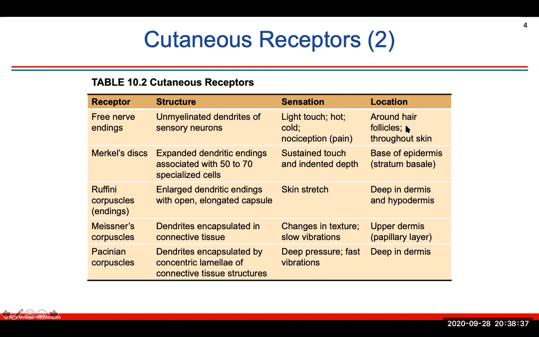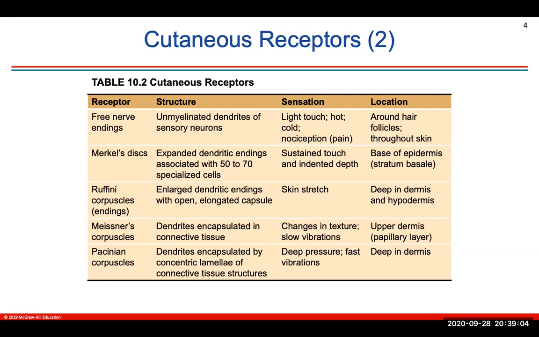Free nerve endings are all around hair follicles. The Merkel's discs are at the base of the epidermis. The Ruffini corpuscles are deep in the dermis and the hypodermis, which is the layer of fat underneath the skin. The Meissner's corpuscles are in the upper dermis, the papillary layer, and the Pacinian corpuscles are deeper in the dermis. And these are the sensations that each of these different nerves will help you with.